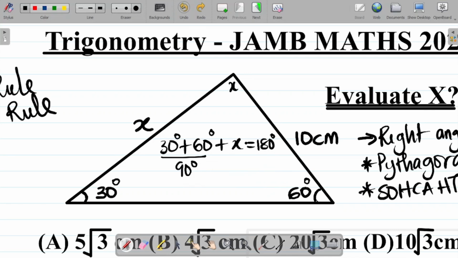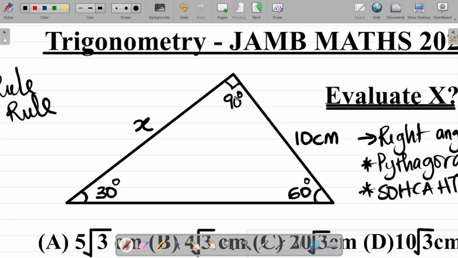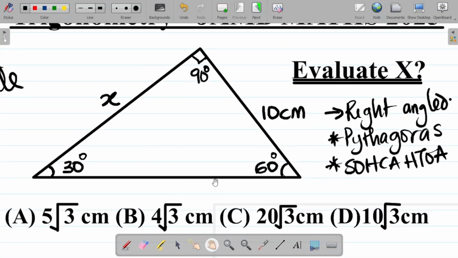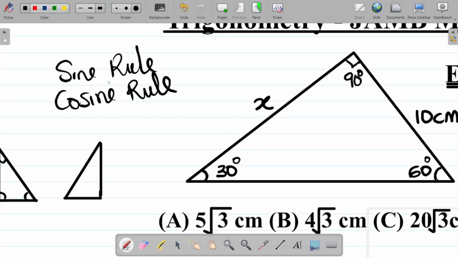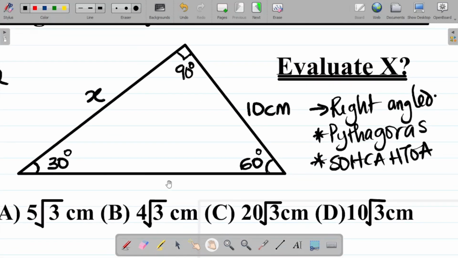Now, what does that tell you? If the missing angle is actually 90 degrees, it means that this particular triangle is a right angle triangle. Please take note. With that being said, we're not going to use the sine rule or the cosine rule for this question, since it's a right angle triangle. Now we'll have to look at either Pythagoras theorem or SOHCAHTOA.